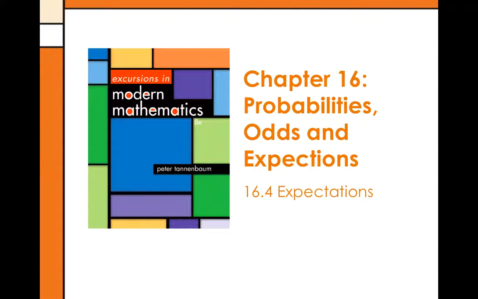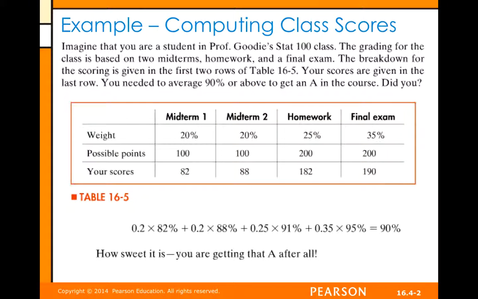It's difficult to describe what expected value is without just showing you some examples. So let me just dive right into this. Here's a first example. Suppose you're in some guy's class, Professor Goody. You're in his statistics course, and the grading for the course is based on 2 midterms, homework, and a final exam. The breakdown for scoring is given in this table.